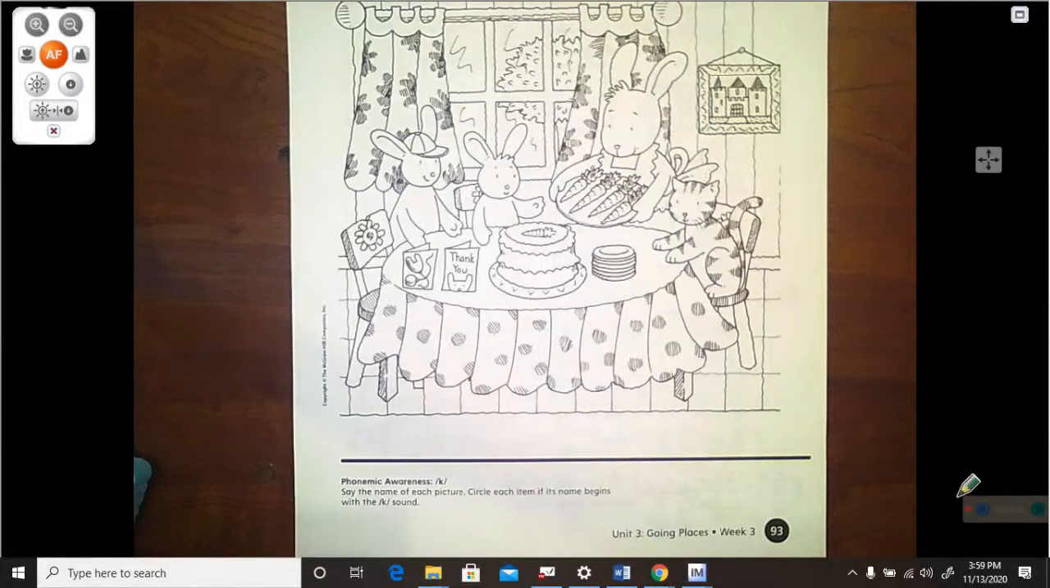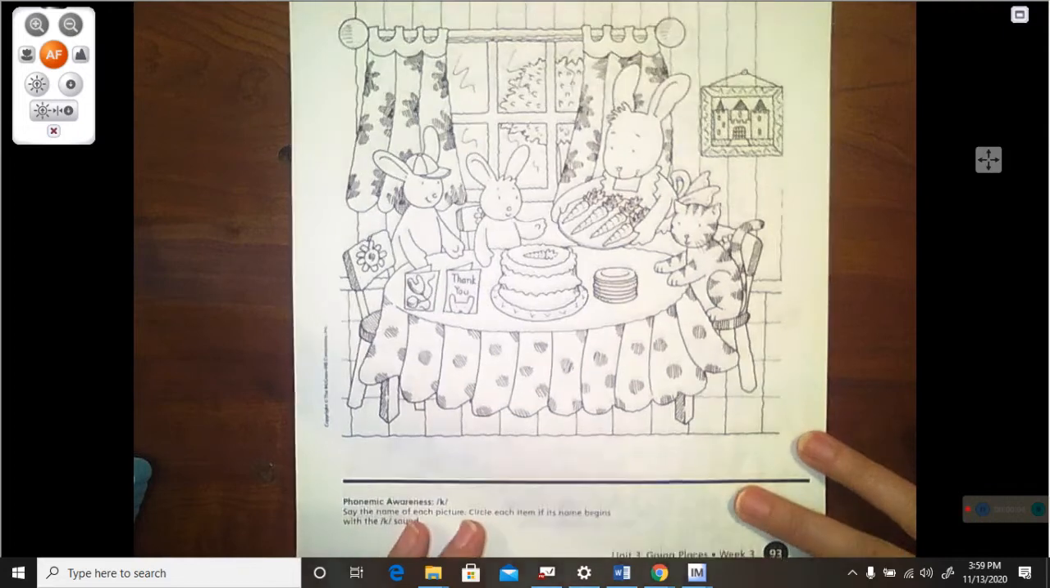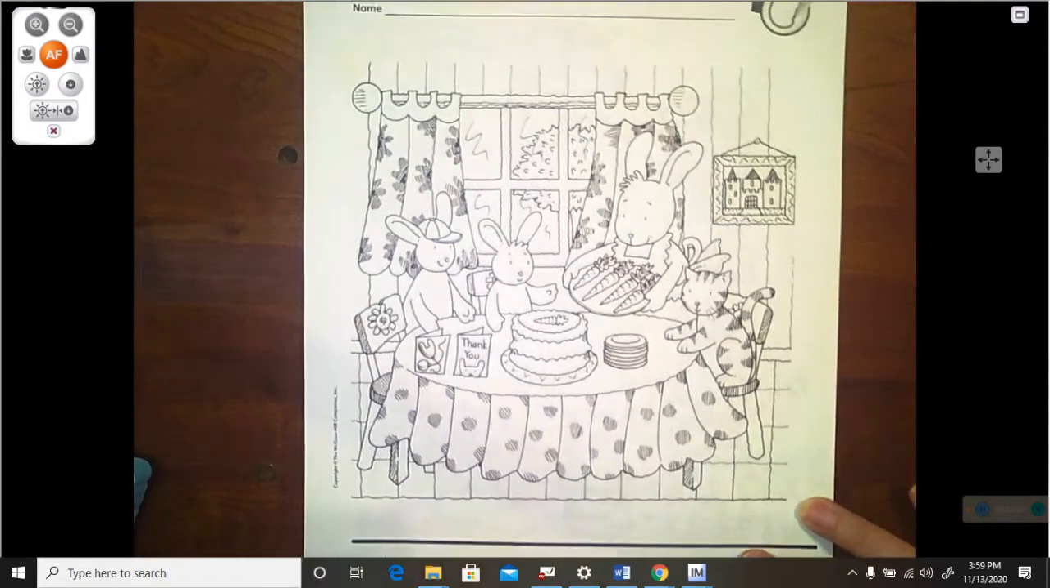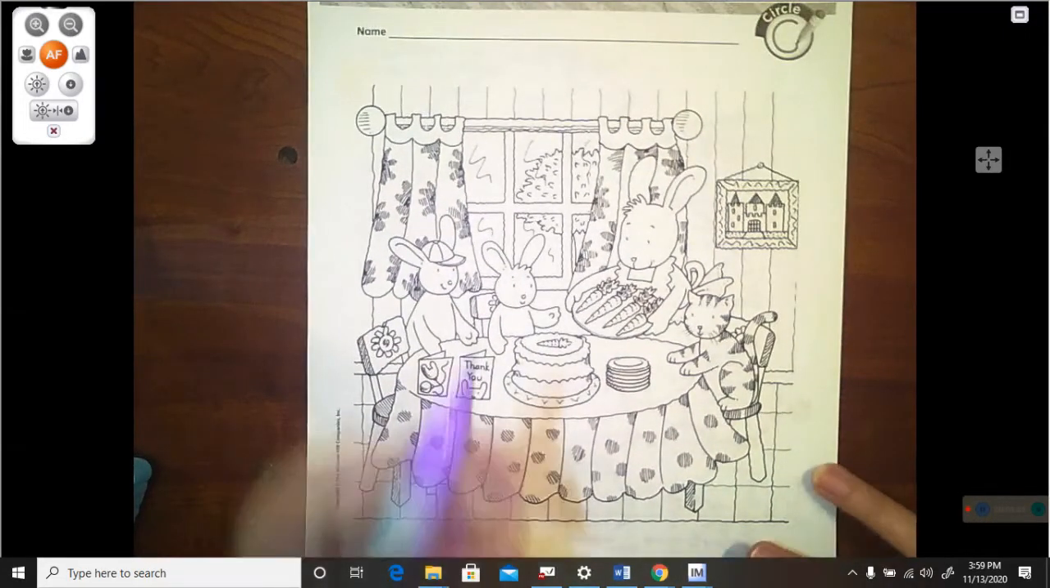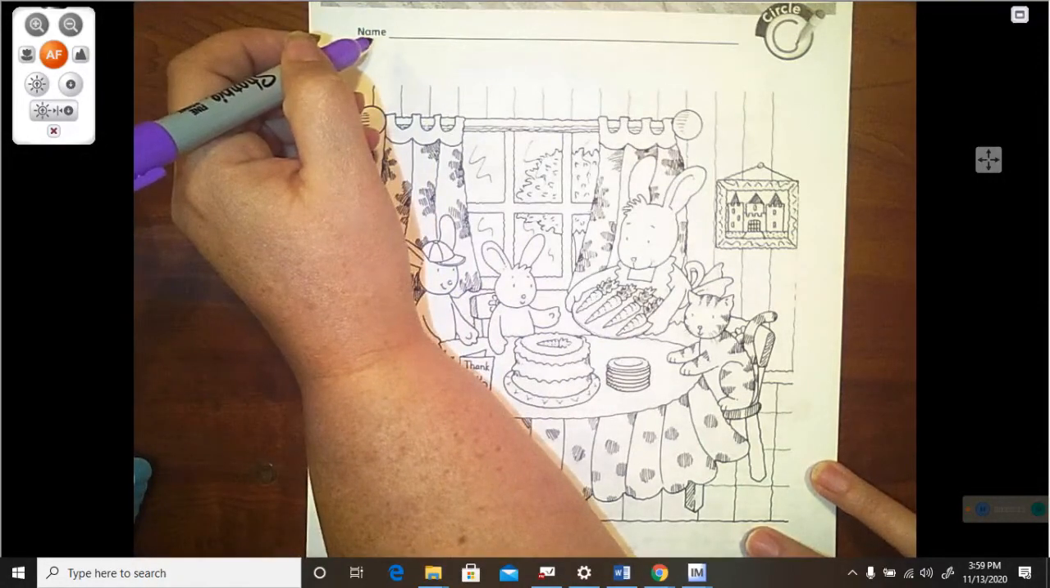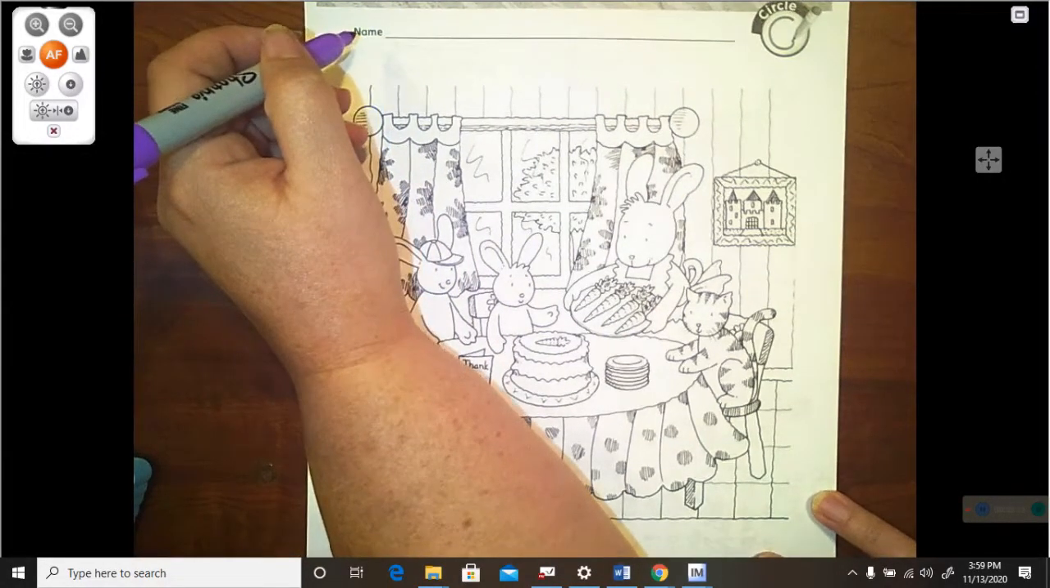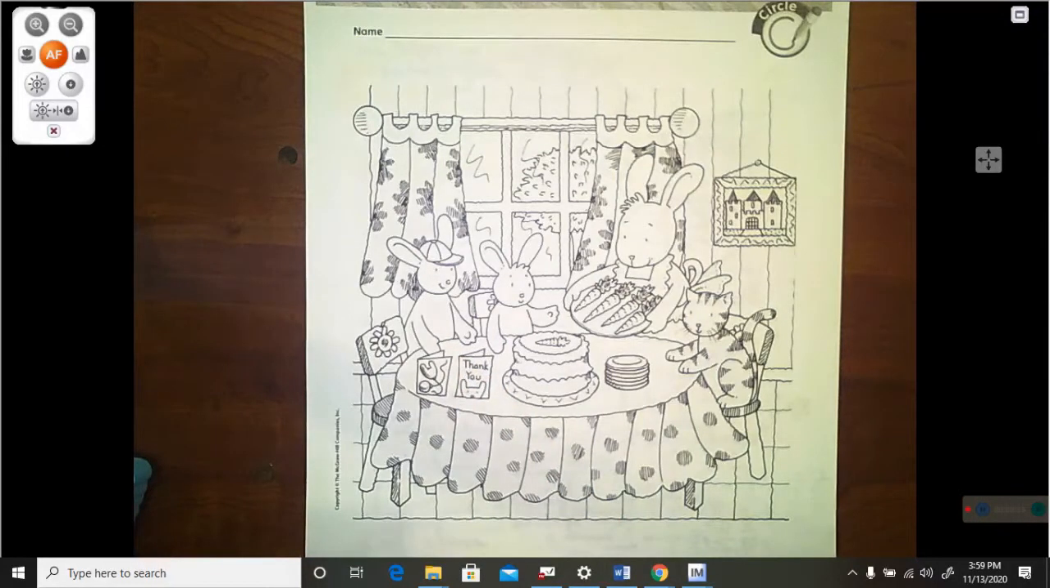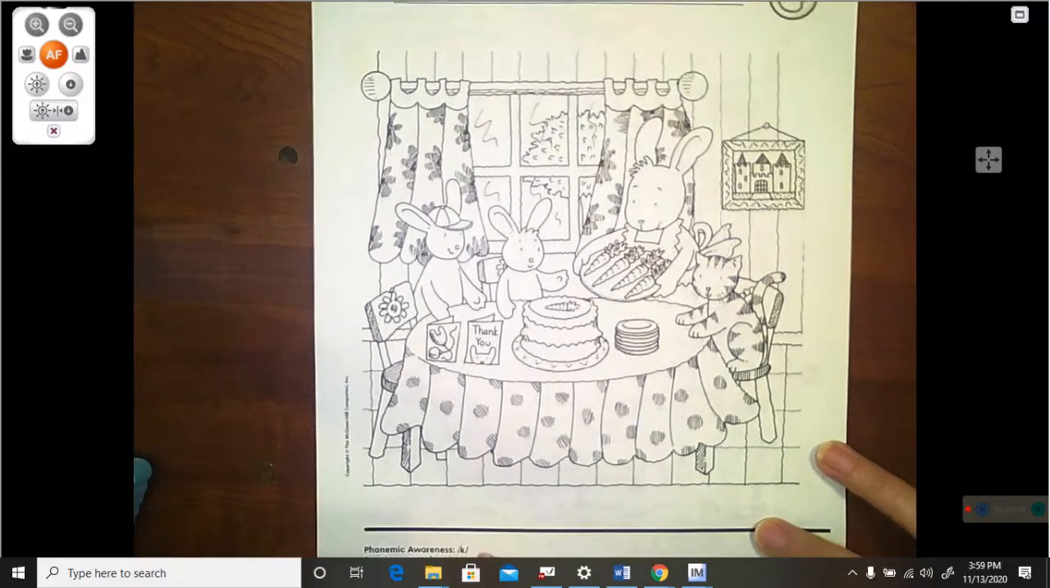This is page 93 of your reading workbook pages. So go ahead and get a pencil and put your name at the top of the paper up here. And you will not need anything other than a pencil for this page. Okay, so hopefully you paused the video and wrote your name and got your paper ready.